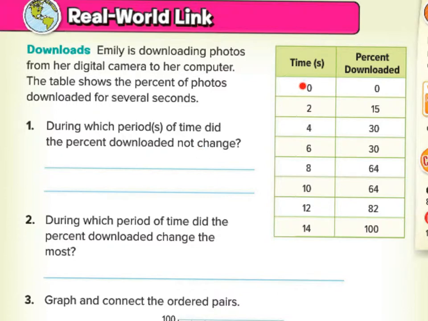So here we have 0, 0. After 2 seconds, it downloads 15 photos. After 4 seconds, so 2 additional seconds, 30 photos. From 4 seconds to 6 seconds, it froze. It didn't download any photos. But then from 6 seconds to 8 seconds, it made a big jump. Went up by 34 photos.